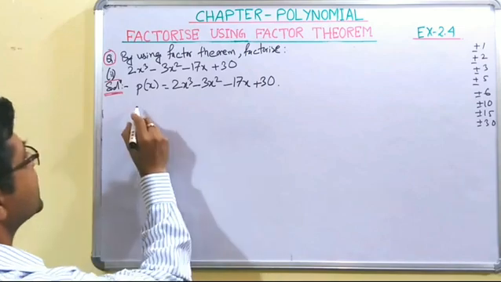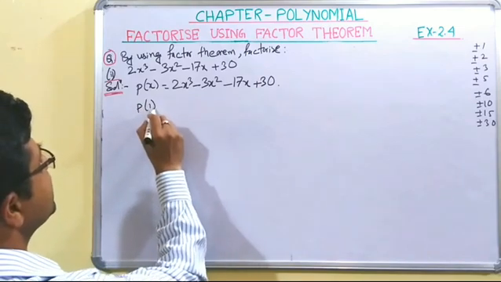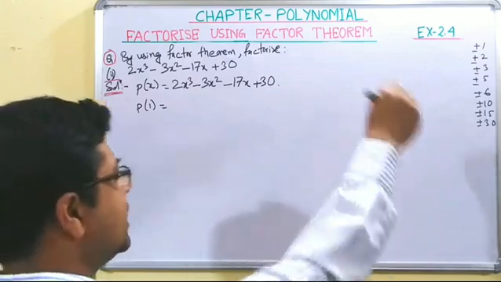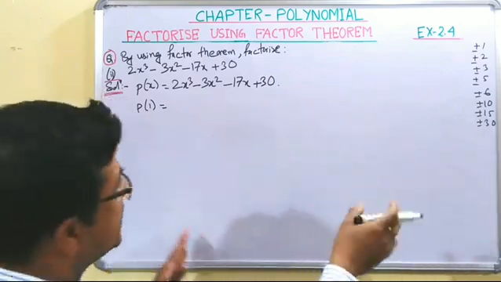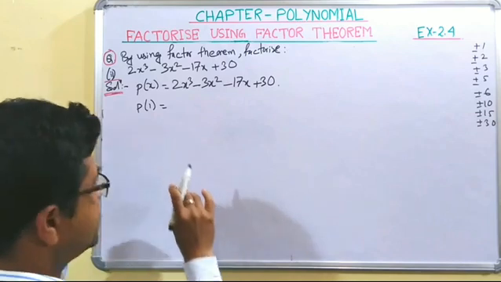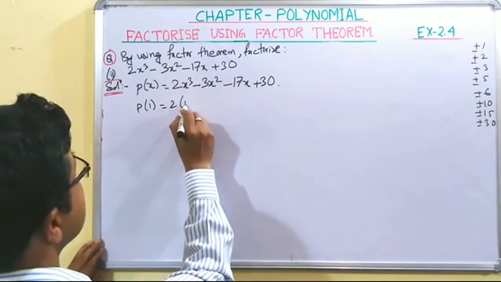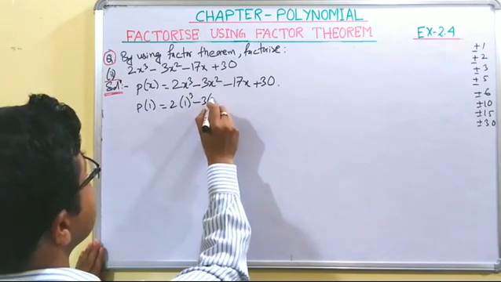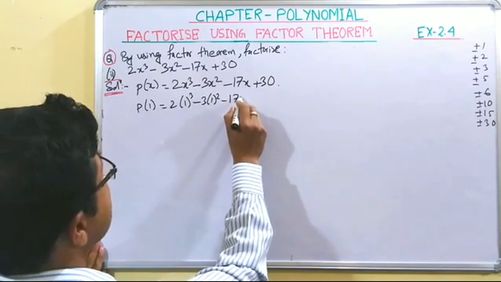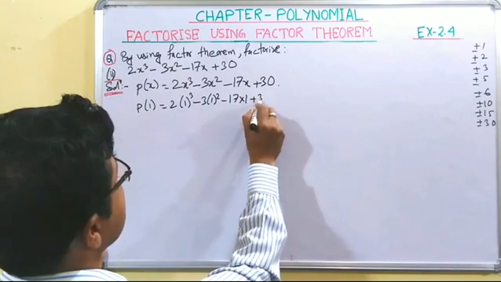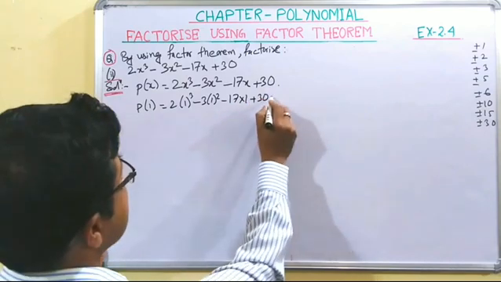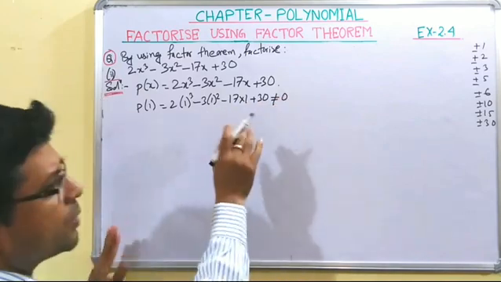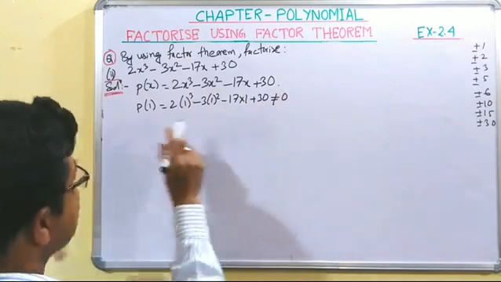Okay, so let us try with 1, then minus 1, then 2, minus 2, 3, minus 3. Like this it will go on. If you can say directly, then directly that will do. Okay, so it is 2 into 1 cube minus 3 into 1 square minus 17 into 1 plus 30. I am not doing this because you see it is not 0. I shall show only the one where the remainder is 0.